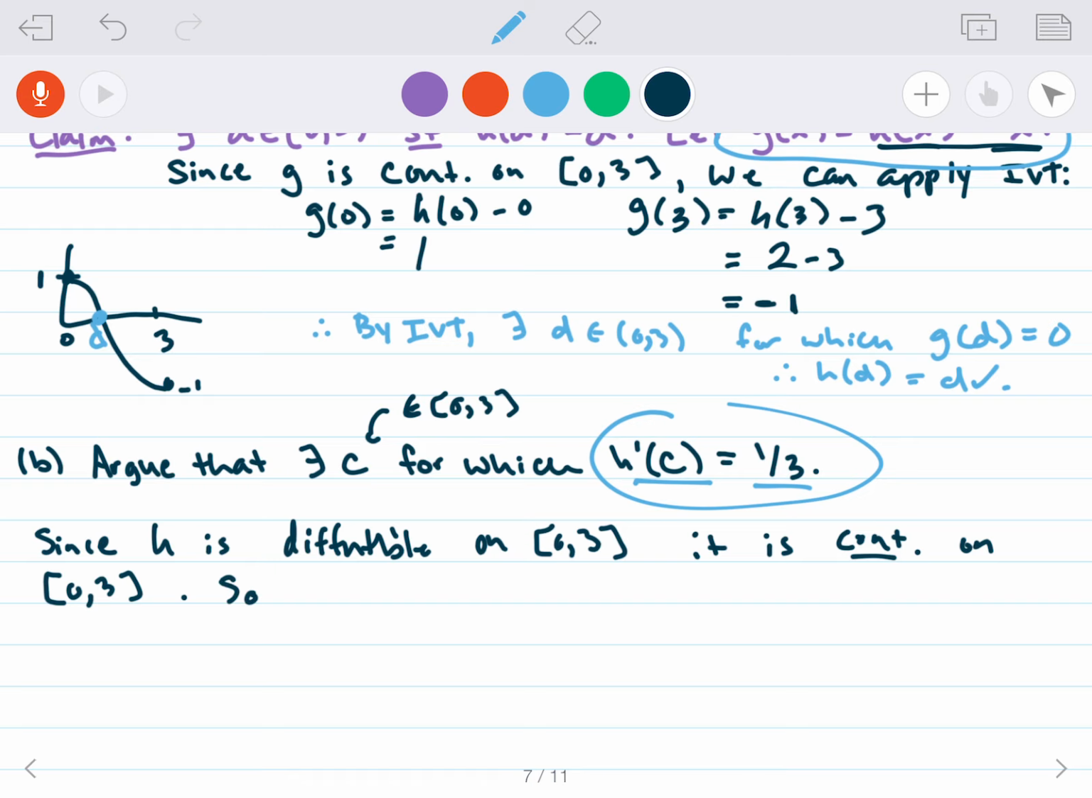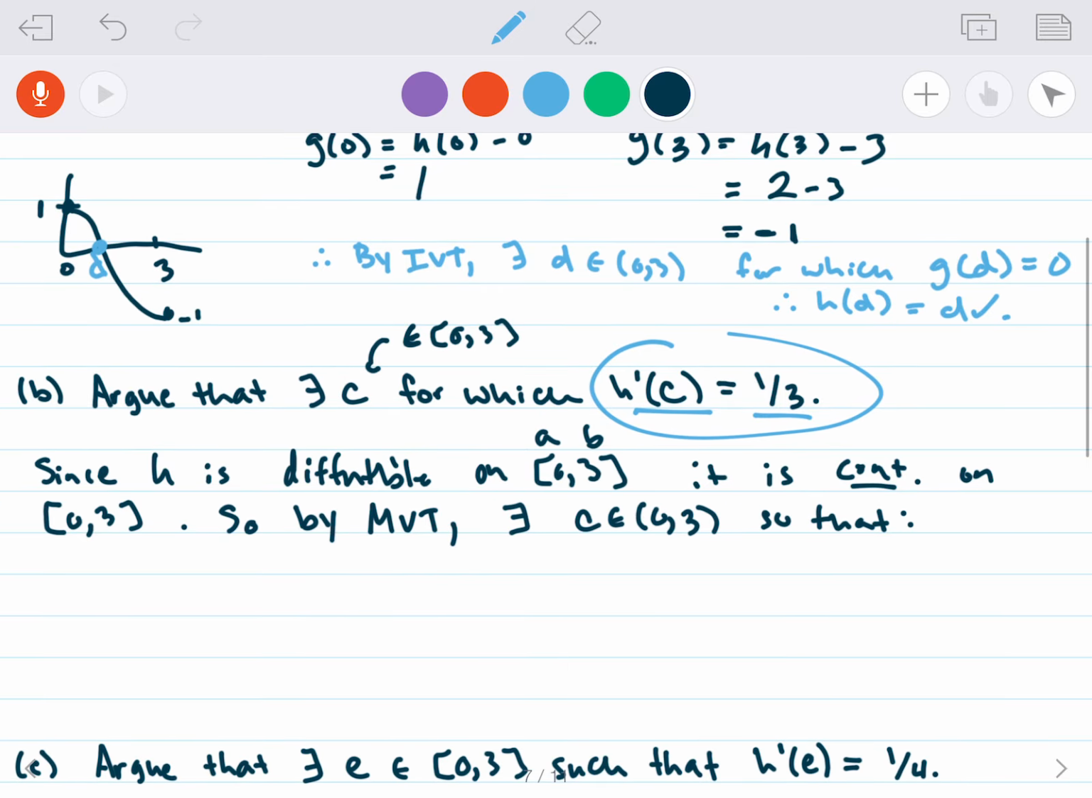So by the mean value theorem, there's some c in this open interval from 0 to 3. Remember, I'm using this as my a and this is my b in my mean value theorem. So this is going to give us h prime of c equals h of 3 minus h of 0 over 3 minus 0.